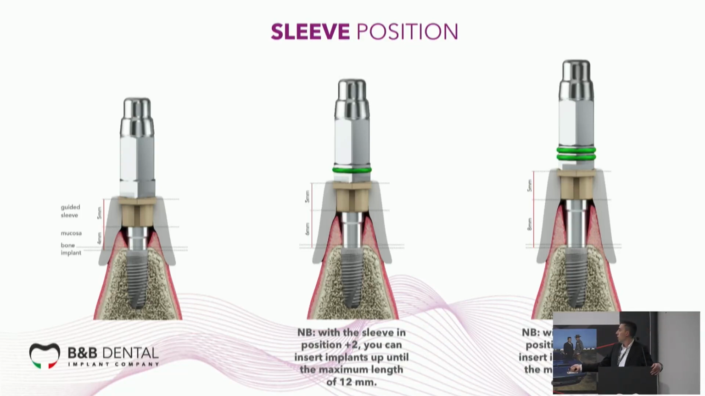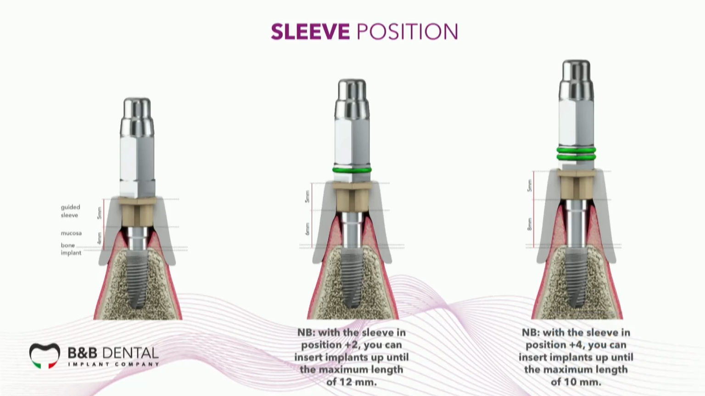In the position +4, you can use the sleeve +4 if you have a post-extractive implant and you have to keep down to find the compact bone and not the alveolar bone. In this case, you can insert maximum 10 millimeter of length of implant for the same reason: 14 millimeters is the drill, position +4 for the sleeve, and maximum osteotomy is 10 millimeter. But if you want, you can remove the guide.